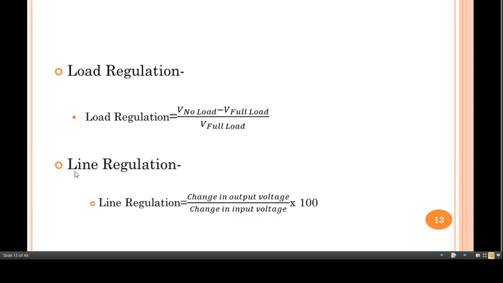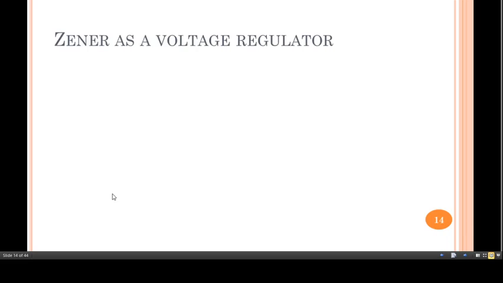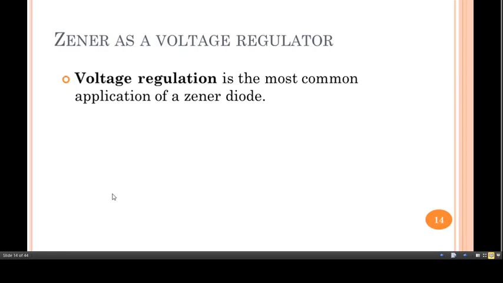Next is line regulation. Line regulation is the percentage change in the regulated output voltage for a change in input voltage, and the formula for line regulation is given as change in output voltage divided by change in input voltage, times 100. So this is load regulation and line regulation. Now we'll see the actual circuit for the Zener as a voltage regulator.